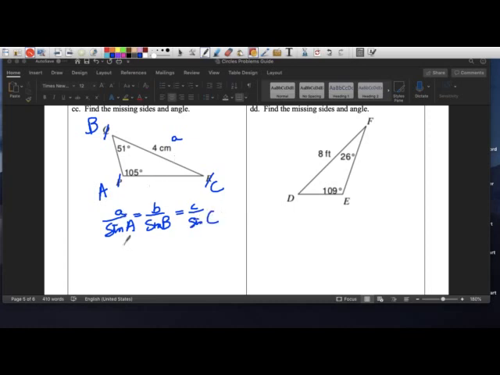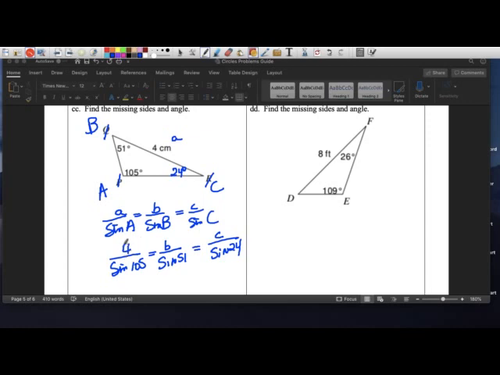So A I do have, it's 4, sine of 105. B, I have the angle, but I don't have the length, so sine of 51. And C, I do have the angle, which I forgot to do. I don't have this length. So angle C here, well, we know that in the triangle, all the angles add up to 180. So we have 180 minus 156. So this angle right here is 24 degrees. All right, so we can write sine of 24.